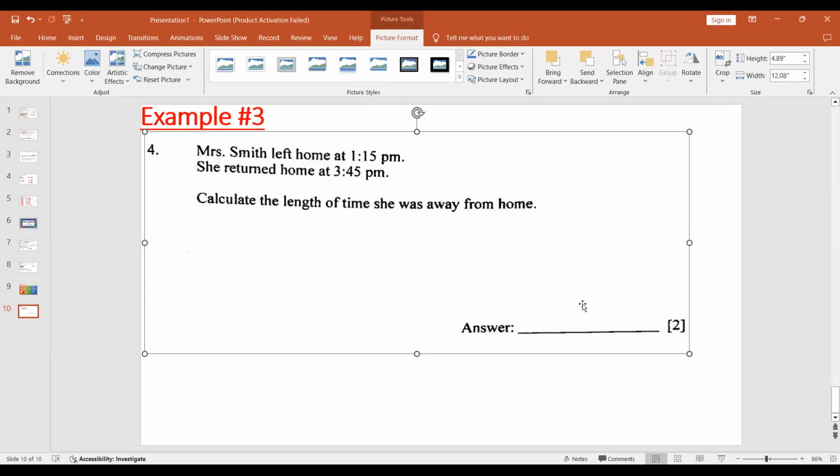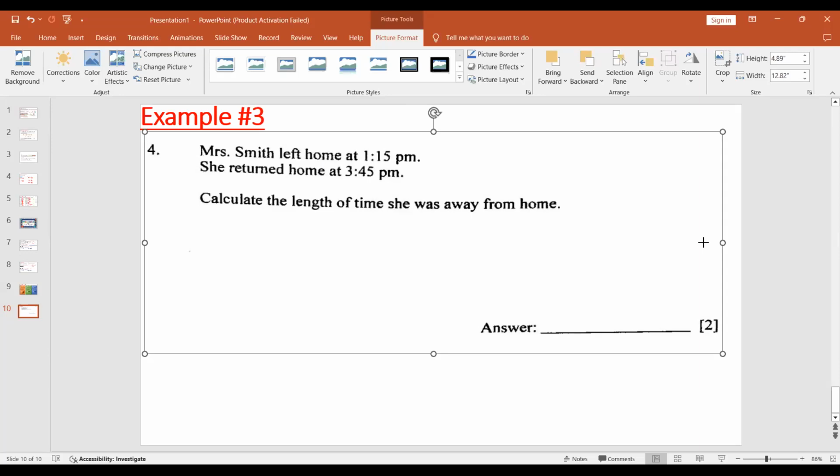Again, to quickly do this, I need you to figure out she left home at 1:15, she returned home at 3:45. Calculate the length of time, I want the length of time that she was away from home. All right, that's what I want to figure out.